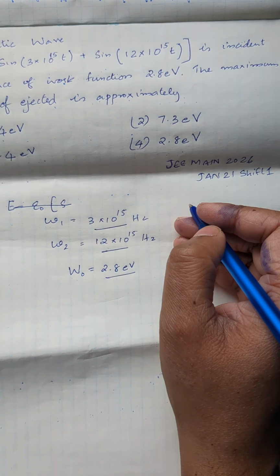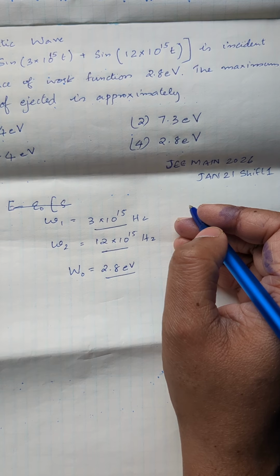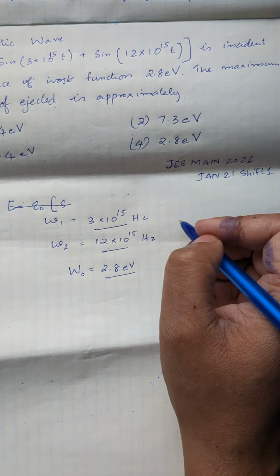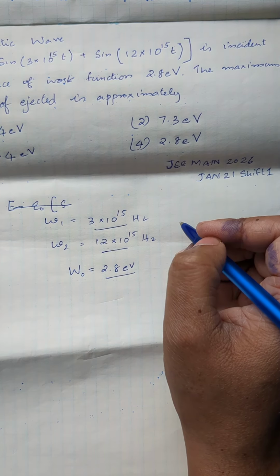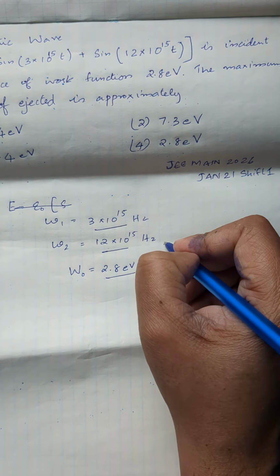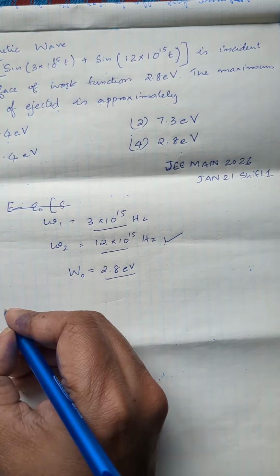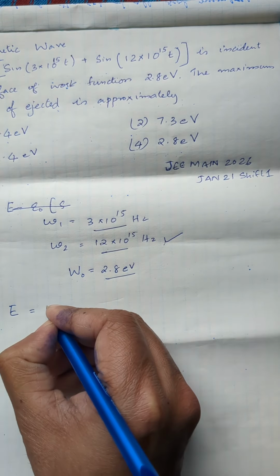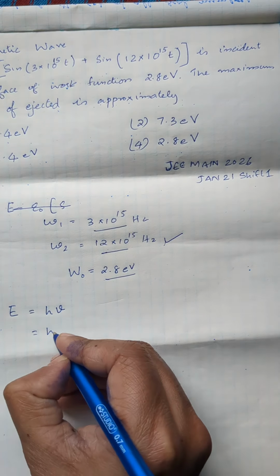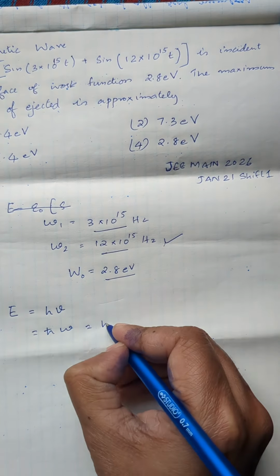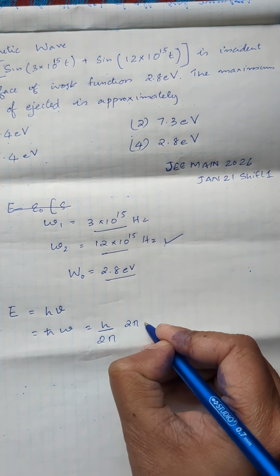So here we have the electromagnetic wave with two different angular frequencies. We have to take the maximum one, because we need to find the maximum kinetic energy. So the maximum one is omega 2, which is 12 into 10 raised to 15 hertz. We know that the energy for an electromagnetic wave is given as E is equal to h nu, or h cross omega, that is h by 2 pi into 2 pi nu.